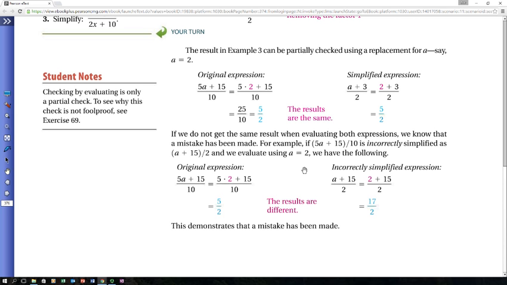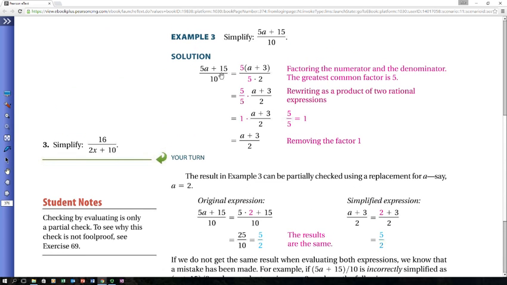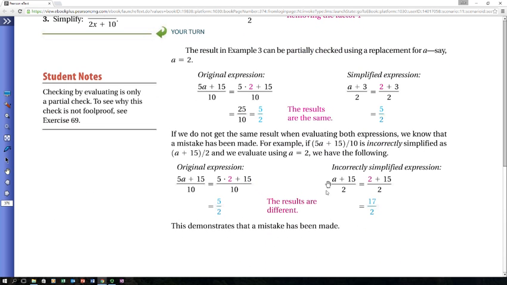And let's say I simplified this incorrectly, and this is a real common error, and rewrote this as a over 15. You think, well, when I take this common factor of 5 out, and then forget to take the common factor away from the 15 too, and leave that. So this is an incorrectly simplified expression. Well, we can catch that. If I use 2 here, I get 5 halves. In this one, if I put 2 in, I end up with 17 halves, so there's a problem. So there are some ways to check your work on this stuff.